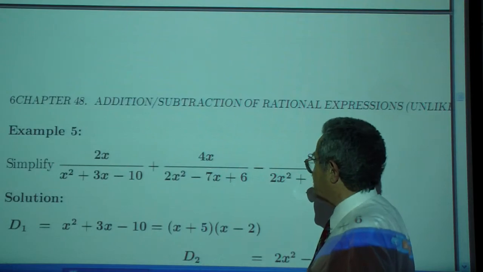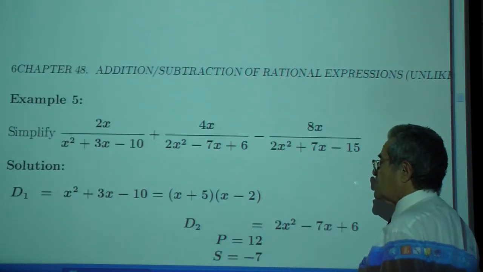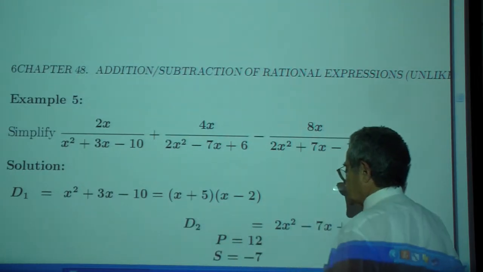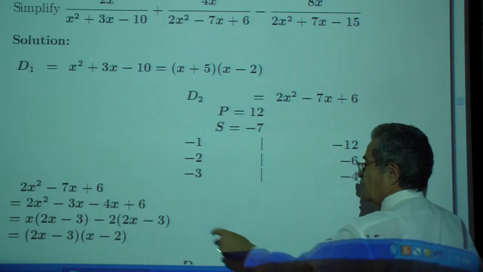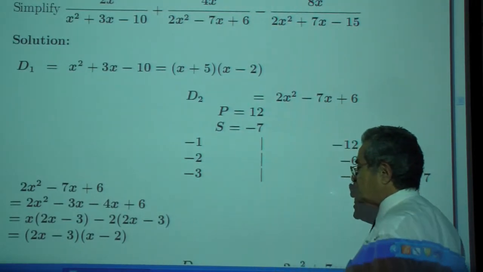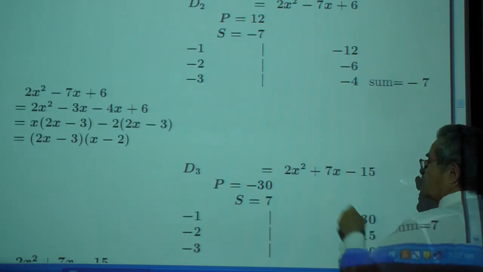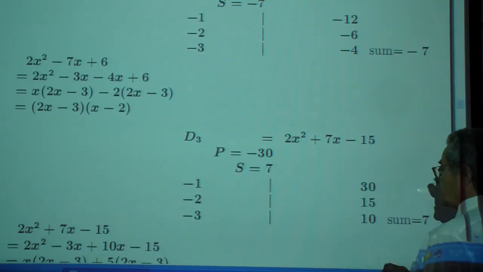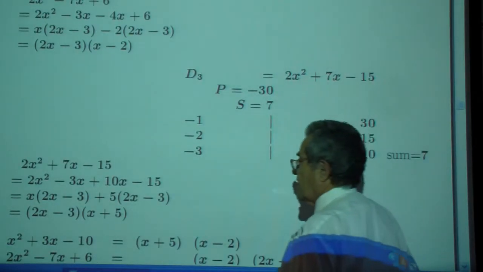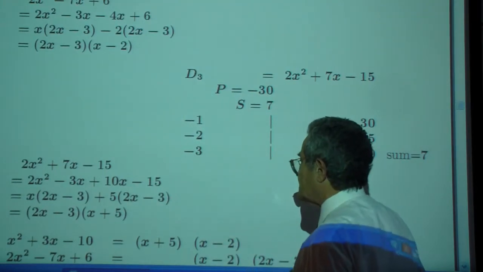Example 5. We need to factor the denominators. First denominator: x plus 5 times x minus 2. Second denominator, I use a product sum: 2x minus 3, x minus 2. Third denominator, greatest common factor is 1. So product sum, magic numbers negative 3, positive 10. And 2x minus 3 times 2x plus 5.